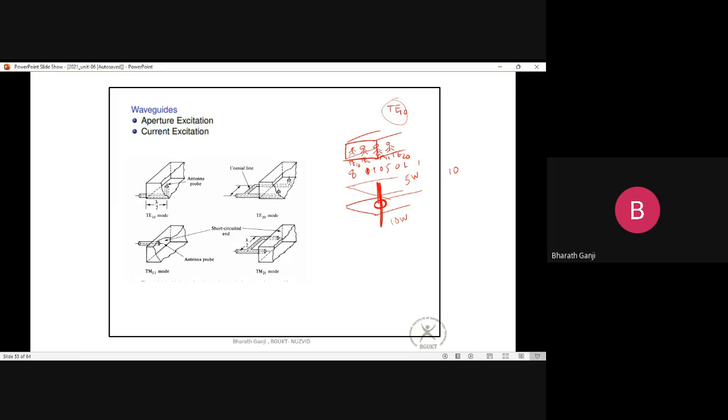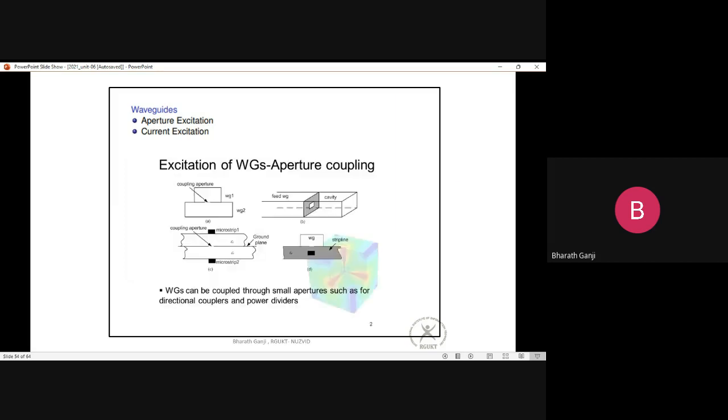So most of the power you want to couple it to the T10 mode, because that is the mode that propagates inside your waveguide. So you can excite it through a current. The other one is called aperture coupling. Aperture coupling అంటే ఏంటంటే, usually if there is a waveguide like this, what if there is another waveguide like this?